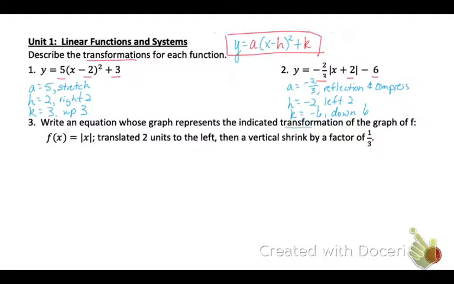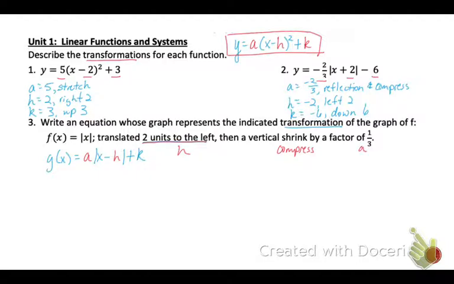So let's get that equation down with where our a, h, and k values should go. Now if you read the problem, we are asked to translate 2 units to the left or right. That's an h value. And so that means we're going to introduce an h value of 2. And then a vertical shrink, so that's our a value of 1/3. So our h will be 2, and our a value will be 1/3.